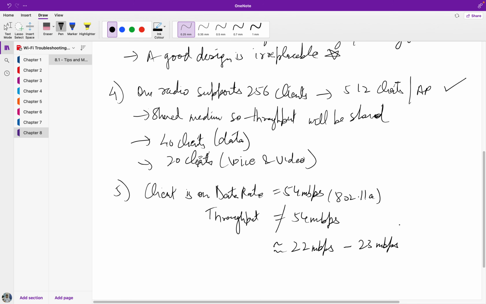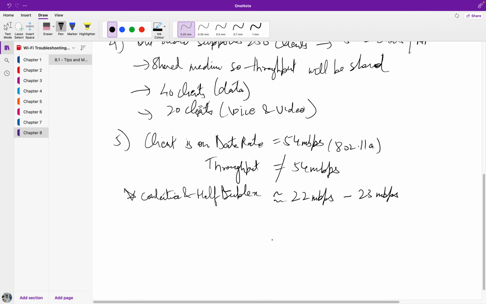You need to tell the customer about contention, and then half duplex. A lot of customers don't understand this, so you've got to spend some time to teach and educate the customer. This is going to help you when you troubleshoot scenarios. The customer would understand if you tell them that this is expected. Sometimes when the throughput goes low, they get anxious and take it out on you. But it's good that you tell them in advance what is the right way to see an access point.